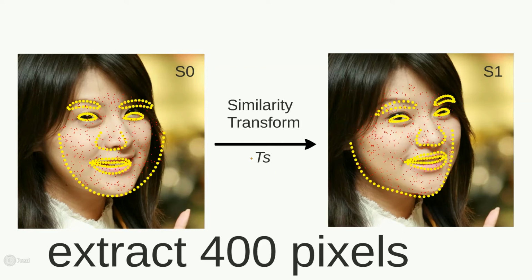And this similarity transform TS is obtained by comparing shape 0 and shape 1. So TS is the similarity transform that roughly changes shape 0, these yellow points here, to shape 1, the yellow points here. And once we get this similarity transform, we can apply it to each of these red dots, which are the 400 extracted pixel points, the locations. Take an example for this pixel. Let's zoom into it.